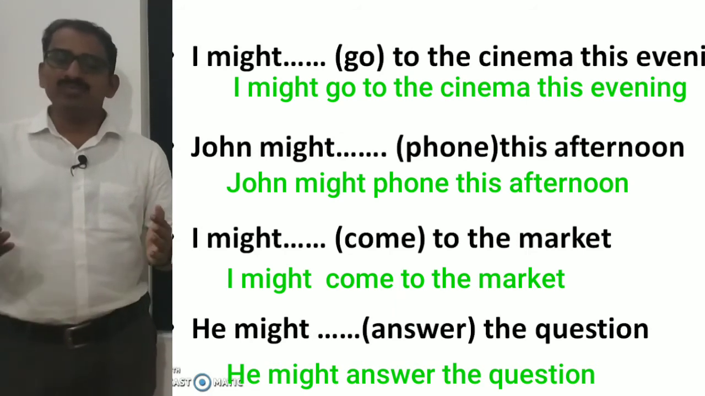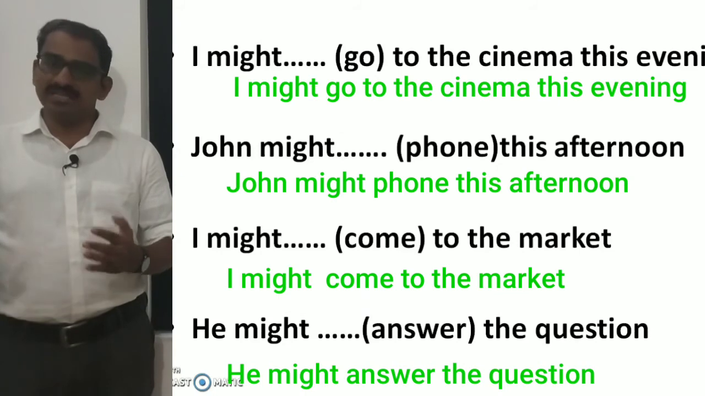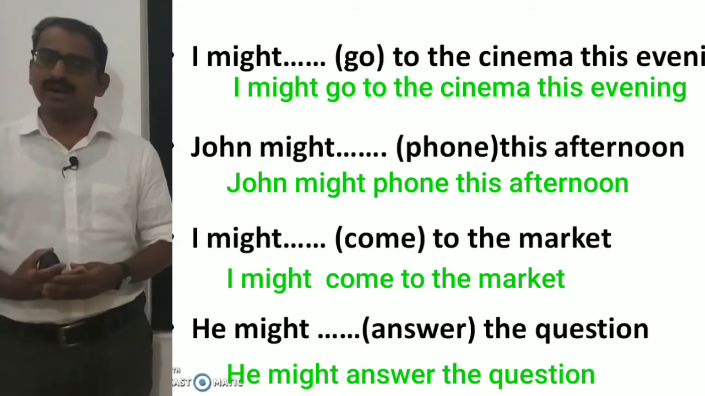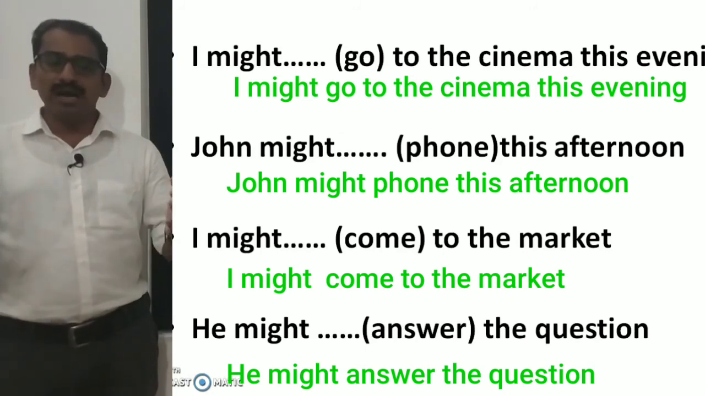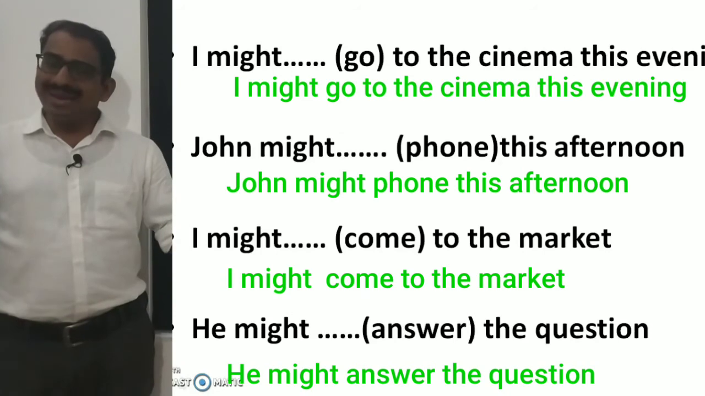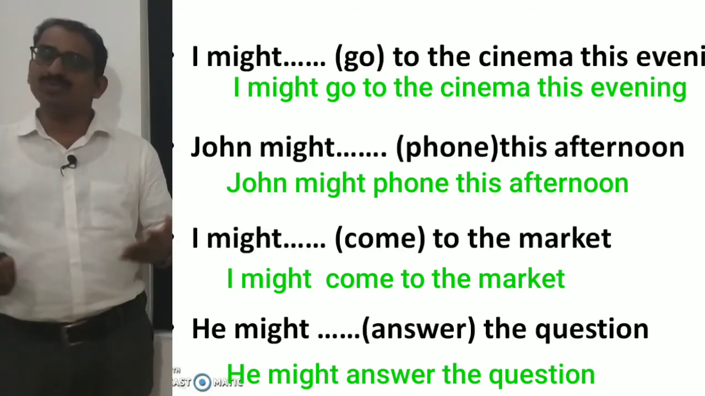And John might phone this afternoon. ഇന്ന് ഉച്ചയ്ക്ക് ശേഷം ജോൺ വിളിച്ചേക്കാം. That also shows possibility. സാധ്യത മാത്രമേ അത് കാണിക്കുന്നുള്ളൂ. I might come to the market. He might answer the question. We need not make any change in the verb that is in the bracket because that verb is V1.